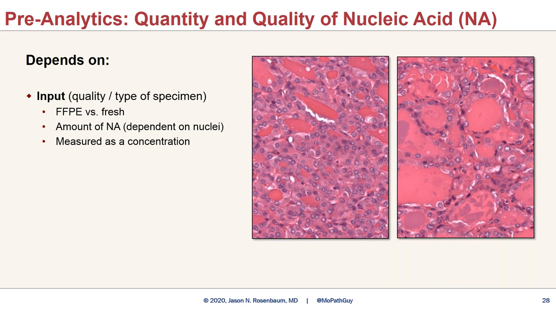The image on the left, you can imagine if an FNA needle hit that, you'd get more alleles, you'd get more DNA because you have a more cellular specimen. If the FNA needle hit the image on the right, or the region illustrated by the image on the right, you would get less DNA.